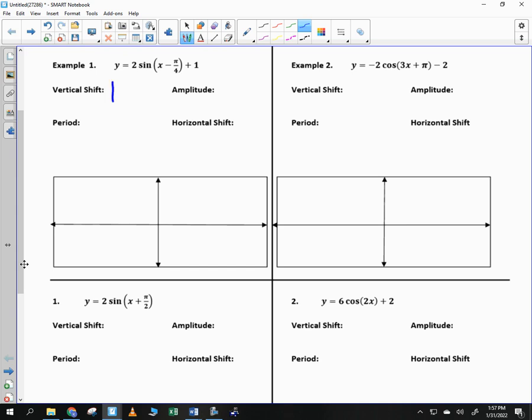So what should I do? Yep, go up 1 unit. Make that new axis. Amplitude. 2. What do I do with that? Go up 2 to a value of, and down 2 to a value of. Period. 2 pi divided by? Just 2 pi.